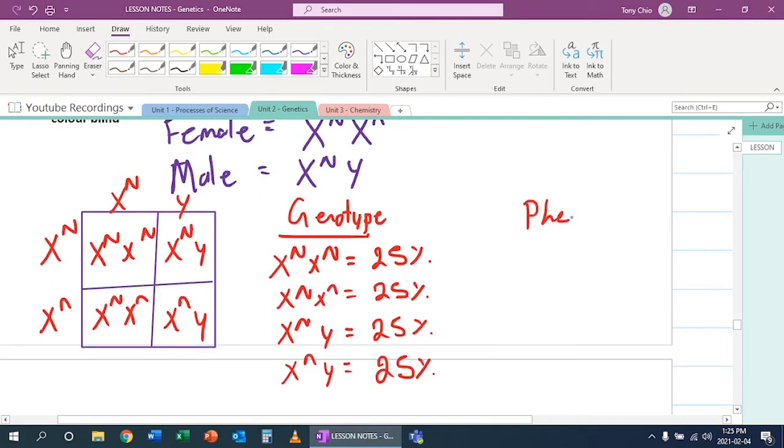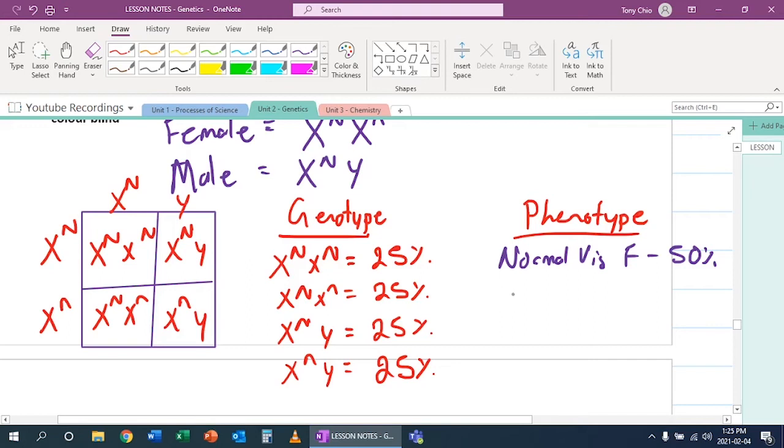But now look at your phenotype. In both of these first two examples here, they're going to be female, and in each example, both of them are going to have normal vision. So if you talk about normal vision female, that's 50%. Which means that there's no way the female offspring of this couple will have colorblindness.